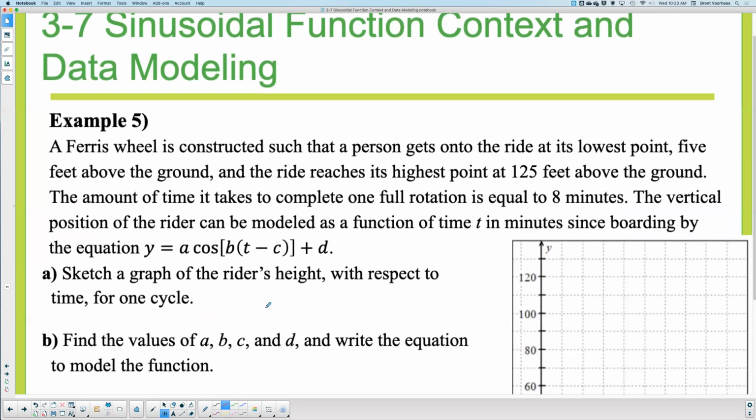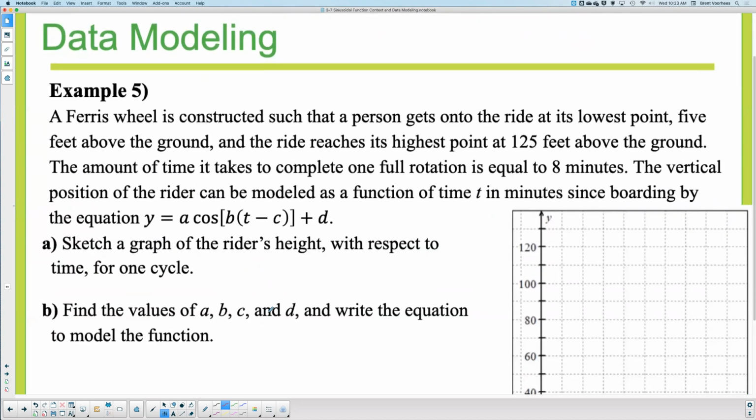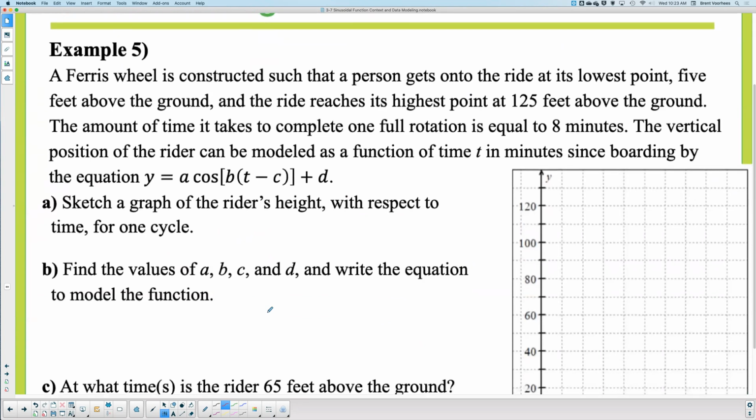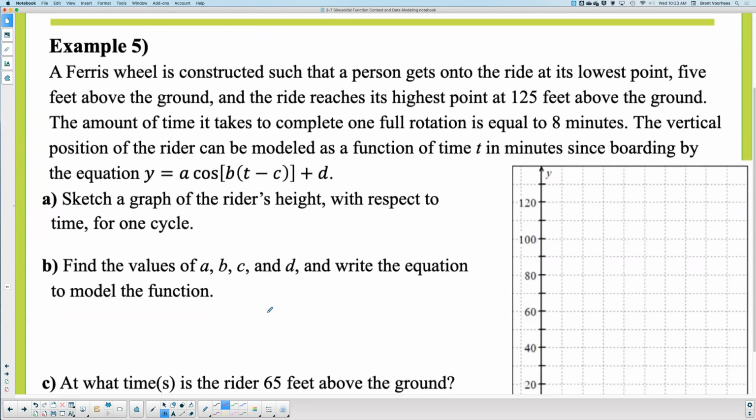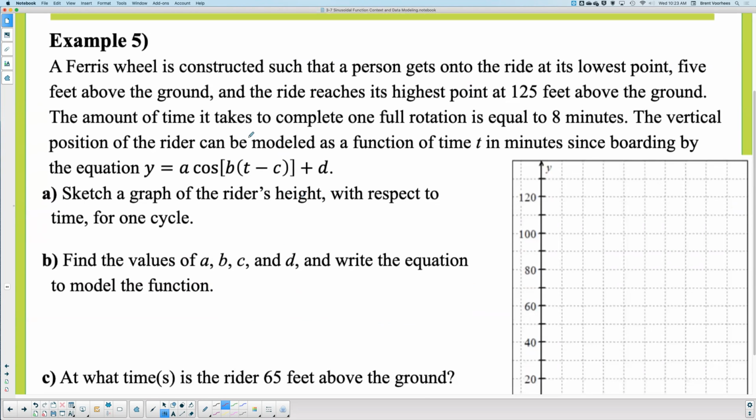All right, example 5. A Ferris wheel is constructed such that a person gets onto the ride at its lowest point, 5 feet above the ground, and the ride reaches its highest point of 125 feet above the ground. Let's pause. There's a lot of information. Let's just circle up as we go. 5 feet above the ground. That's the lowest point. What is that telling us? Min.